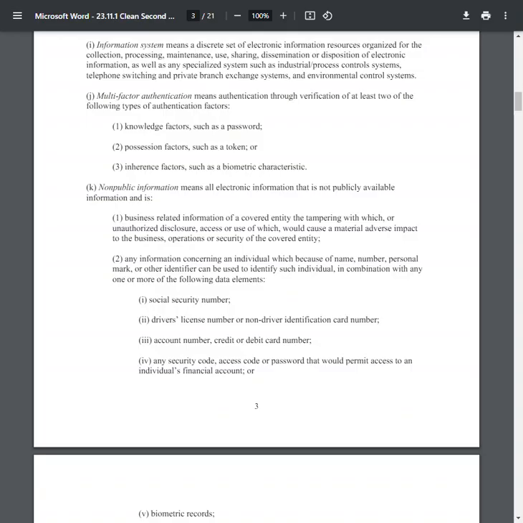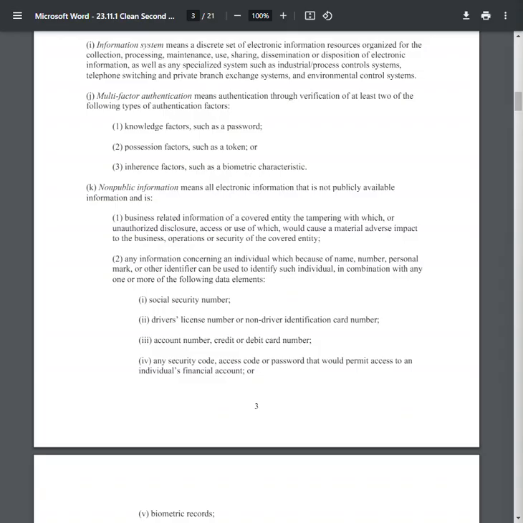And then next, we have non-public information, or NPI. A lot of times, information security professionals would say PII, or personally identifiable information. And then in the healthcare industry, they call that PHI, or protected health information. And in financial services, they call that NPI, again, non-public information.